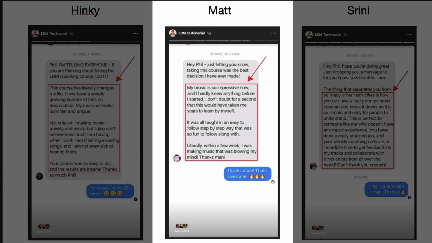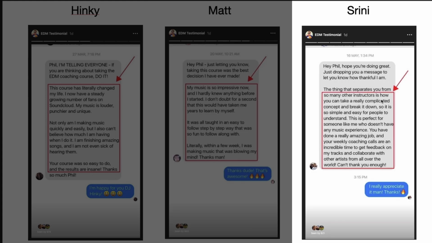And finally, Shrini says the thing that separates you from so many other instructors is how you can take a really complicated concept and break it down so it's so simple and easy for people to understand. This is perfect for someone like me who doesn't have any music experience. You have done a really amazing job, and your weekly coaching calls are an incredible time to get feedback on my tracks and collaborate with other artists from all over the world. I can't thank you enough.